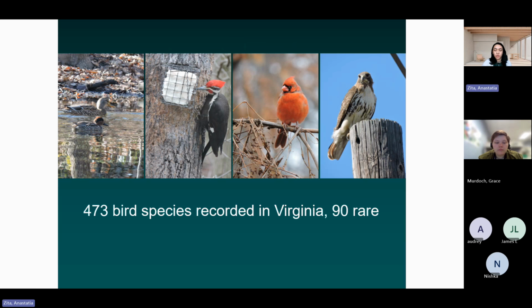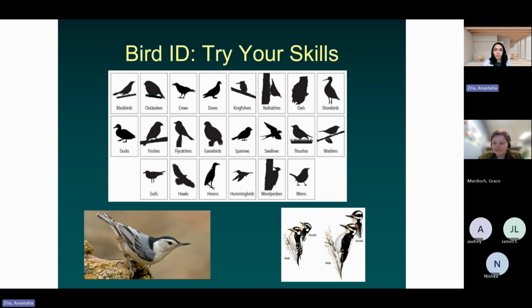So in Virginia, there are 473 recorded bird species, and 90 of them are considered rare. 46 are waterfowl species, 9 are woodpeckers, 17 are hawks, and then there's a bunch of songbirds and generalists and migratory birds as well. I'm not going to ask you to ID all of them because that would be insane. But when you are identifying birds, body shape is going to be pretty key here, as well as flight pattern, the bird's song, and their plumage color, their feather colors.